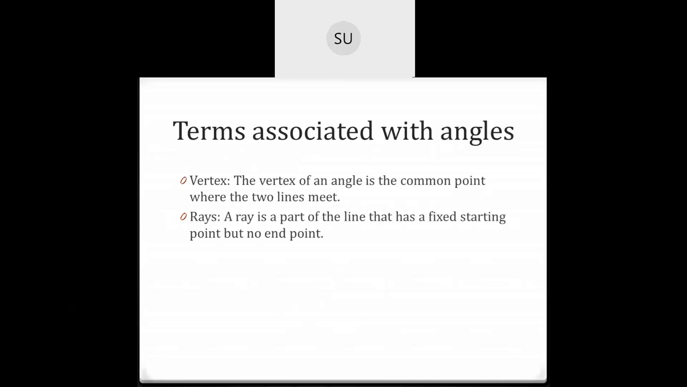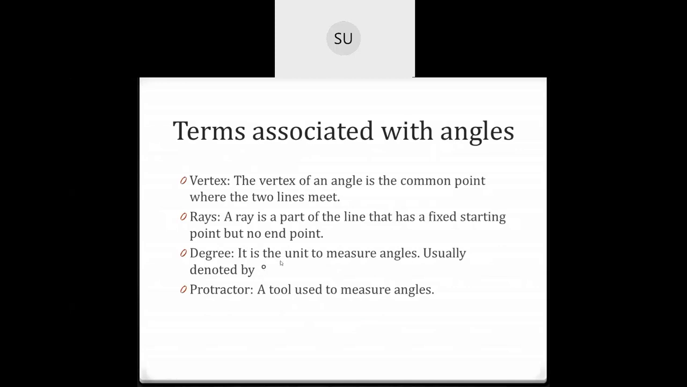A ray is nothing but it is two lines which meet at a point. They are called the arms of the angle. Okay, then degree is the unit used to measure angles, usually denoted by this symbol over here.